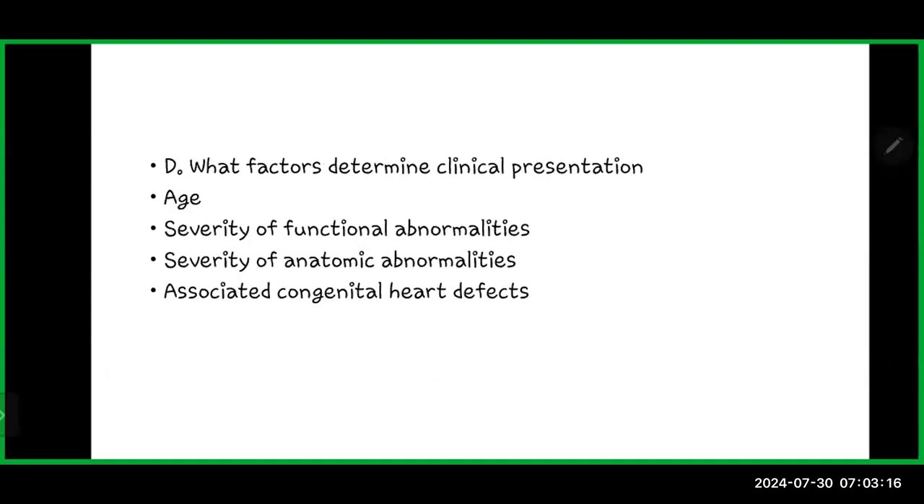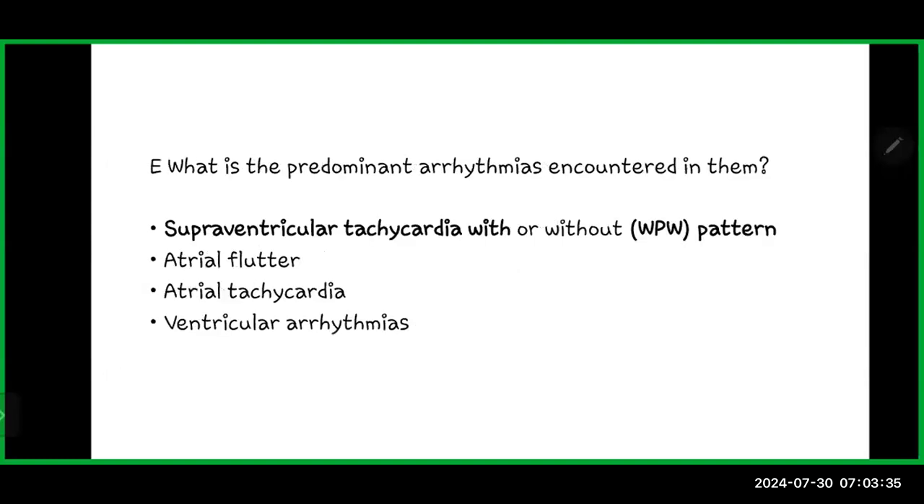So what factors determine clinical presentation? Factors like age of presentation, if they present in neonatal life, adolescent life, or adulthood, severity of the functional abnormalities, severity of the anatomical abnormalities, and if they are associated with other congenital heart defects.